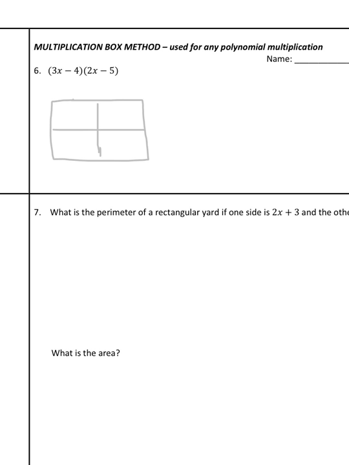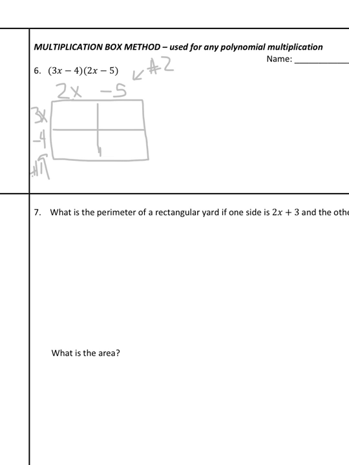So if I'm going to put the first binomial down the side, I have 3x and a negative 4. Don't forget the signs. That minus sign becomes a negative. And then on the top, I'm going to put 2x and negative 5. So here's binomial number 1, and here is binomial number 2. We're going to use the box now to multiply.